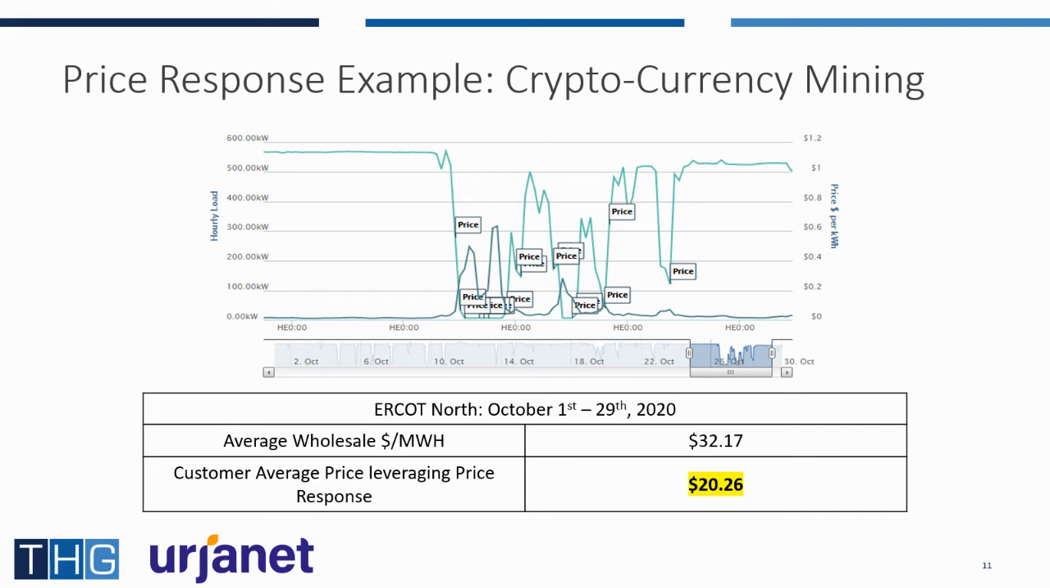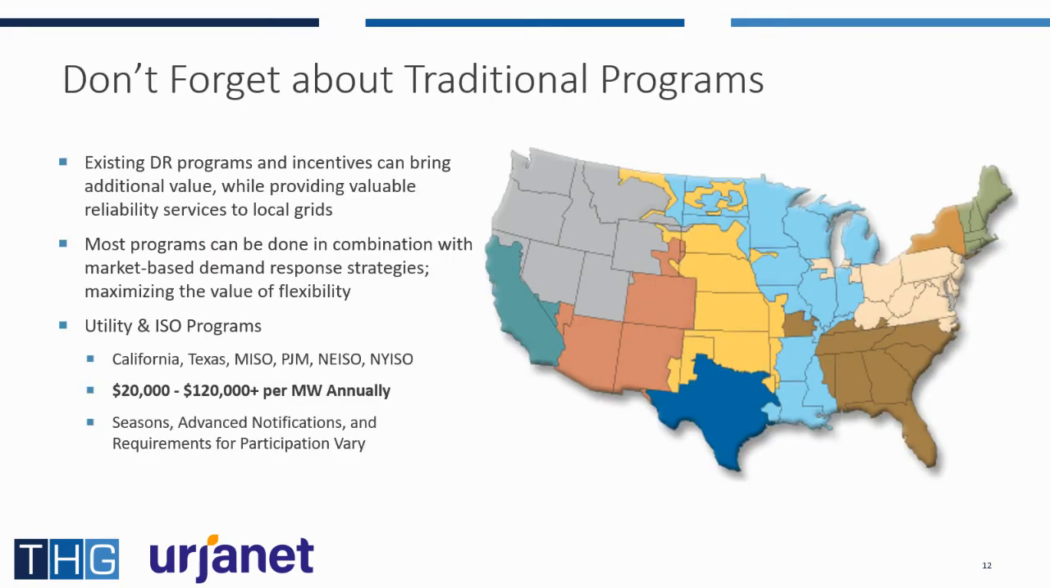That's pretty astonishing. When you combine what we talked about today with the traditional programs that exist, there's a lot of opportunities to monetize demand response. You can't forget about these established programs across the country and the opportunity they have to generate revenues for participants. Most programs can be done in combination with other demand side strategies like we discussed, which adds even more value for exploring this flexibility. Areas like California, Texas, the Midwest and PJM, New York, New England, all can provide compelling value propositions that can further maximize the value of demand response strategies.